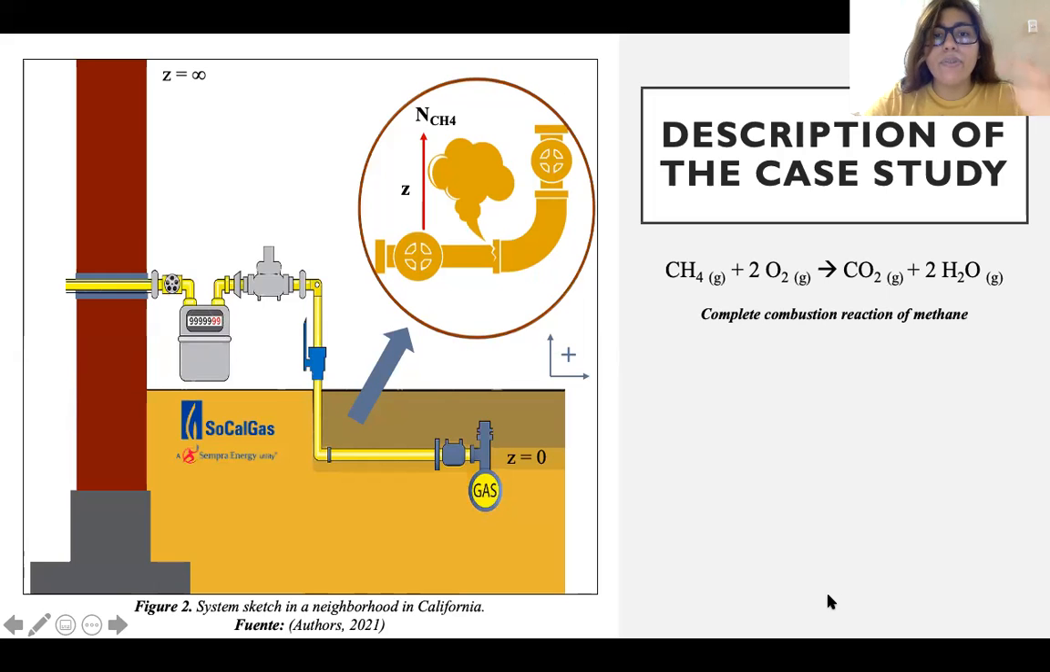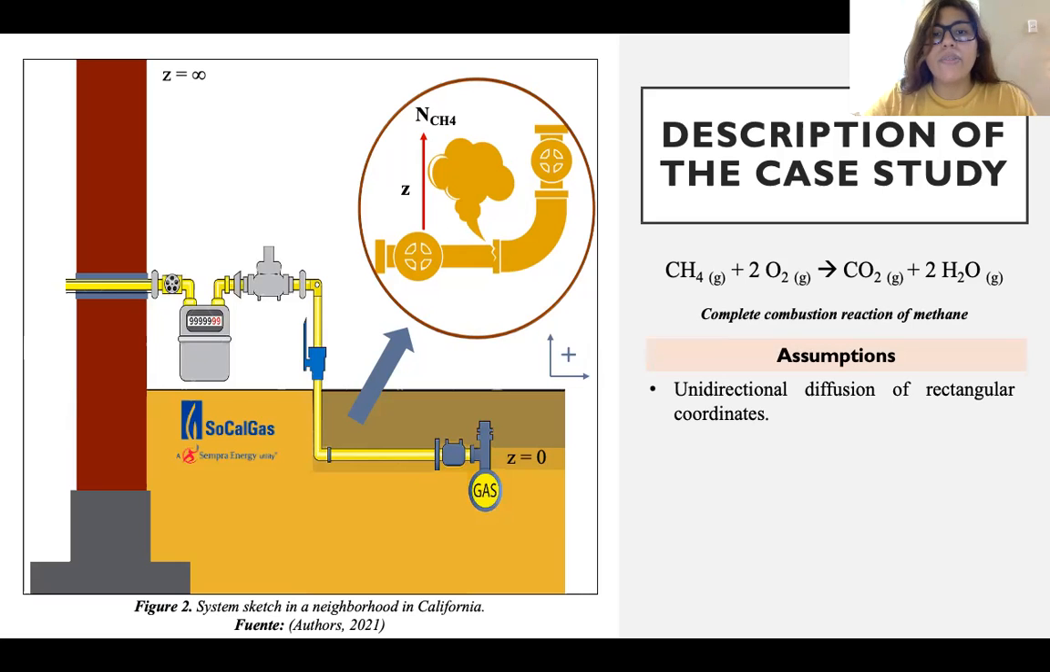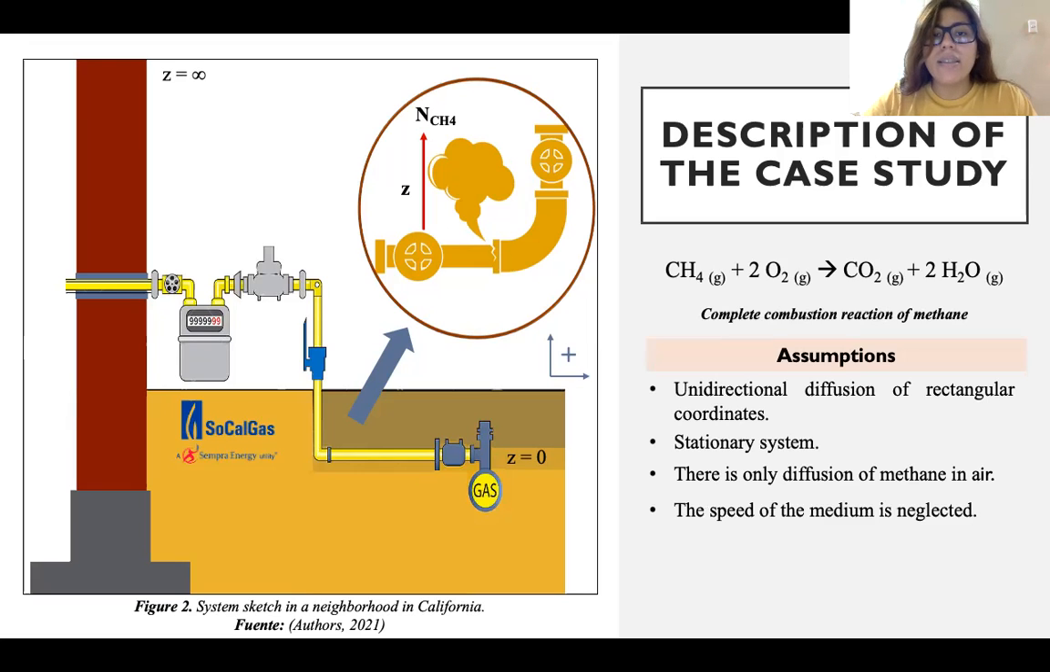So the aim is to find the composition of methane at 2 meters where there is an ignition source to determine if there will be an explosion, proposing a mathematical model represented as a concentration and composition profile. For this, the assumptions are unidirectional diffusion in rectangular coordinates, a stationary system, and only diffusion of methane in air. The speed of the medium is neglected, and there is a chemical reaction.